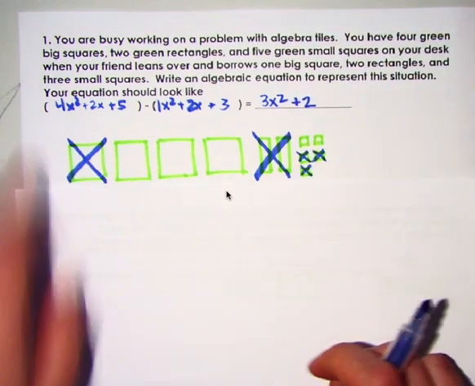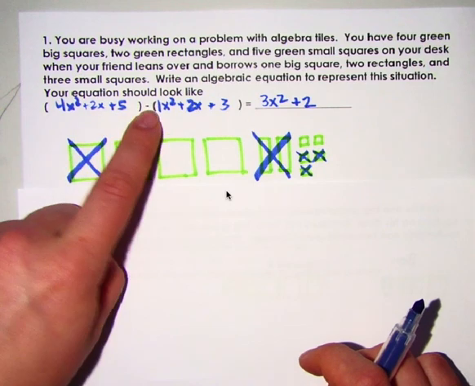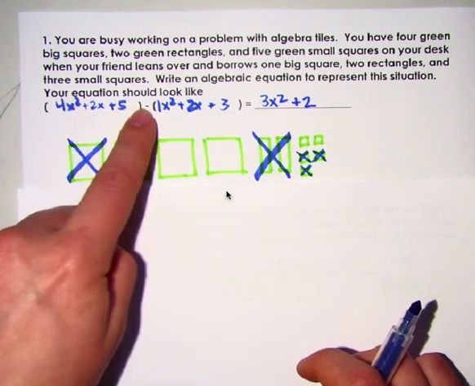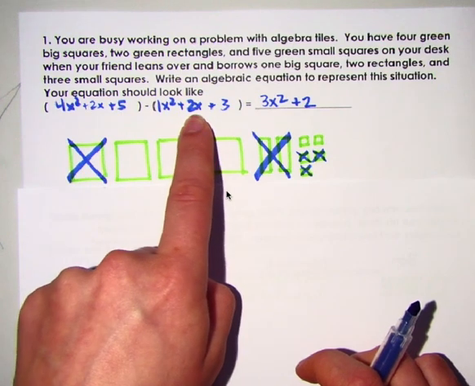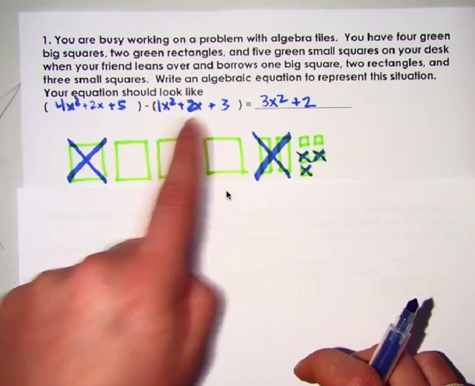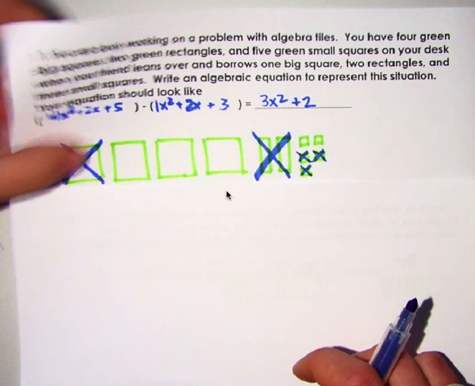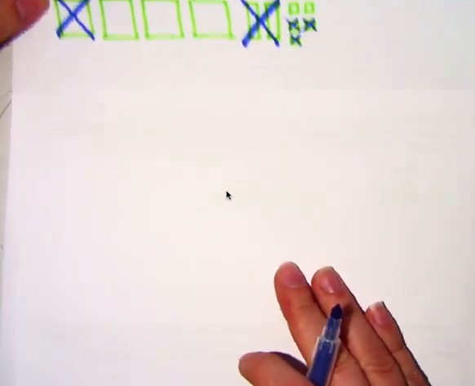Let's just make sure that that is correct. 4x squared take away 1x squared is 3x squared. 2x take away 2x is the same thing as saying 0. 5 take away 3 is in fact 2. All right, moving on to number 2.